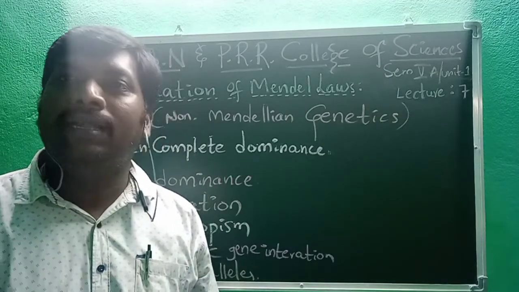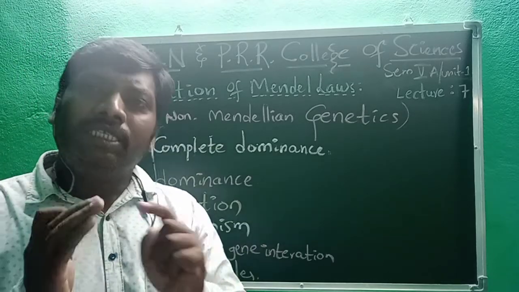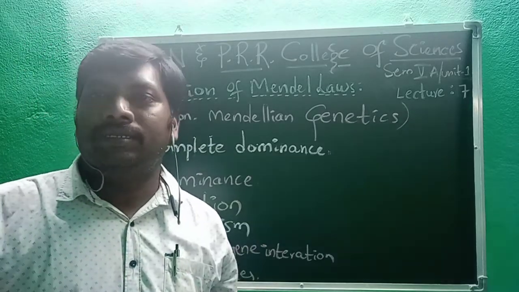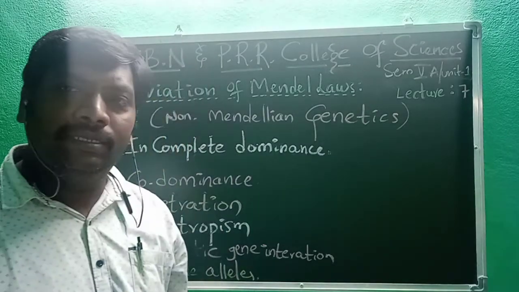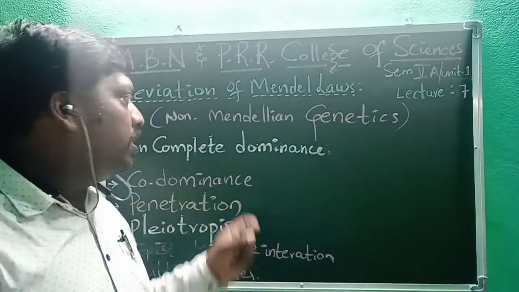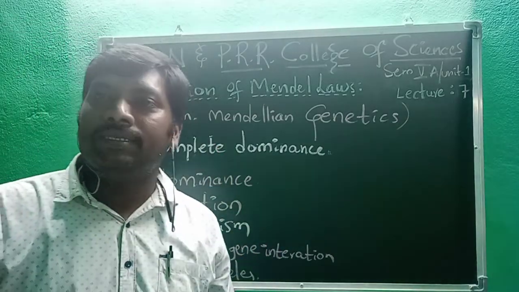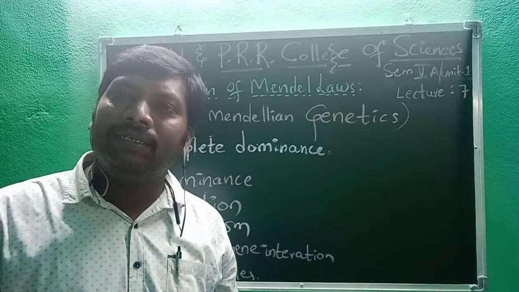Deviation of Mendel laws. That means here genetics is split into two categories. That is Mendelian genetics, which was up to the last class, and today our topic is non-Mendelian genetics. What is the difference between Mendelian genetics and non-Mendelian genetics?